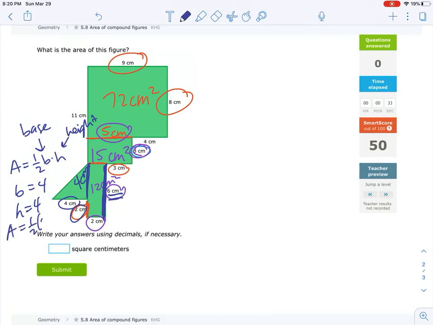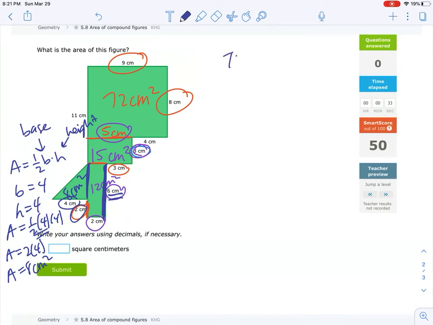So area is 1/2 times 4 times 4. 1/2 times 4 is 2. And 2 times 4 is 8. So the triangle has an area of 8 centimeters squared.